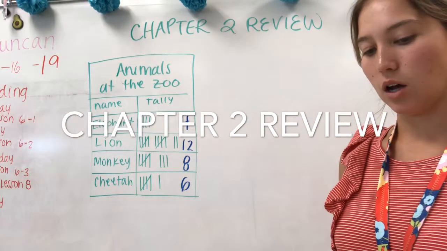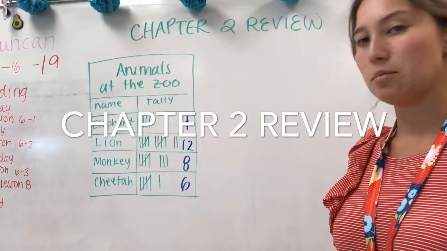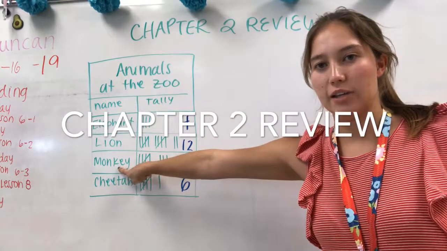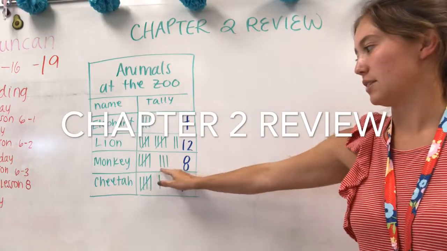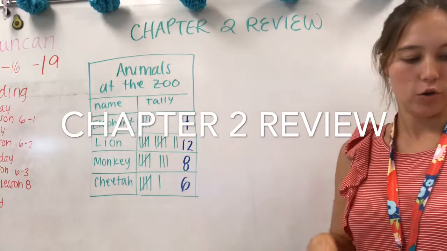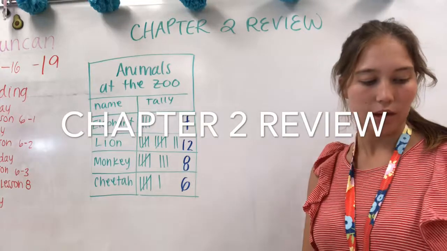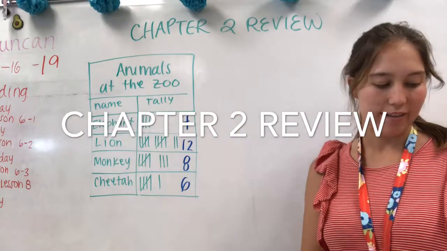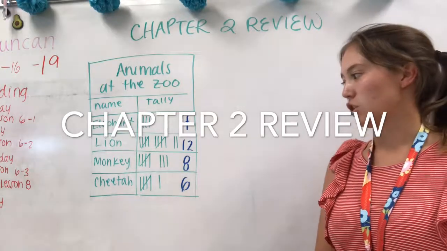Miss Duncan saw 8 monkeys. You'd find monkey on the tally chart. 5, 6, 7, 8. Yep, she sure did.